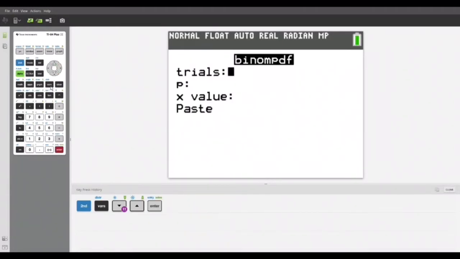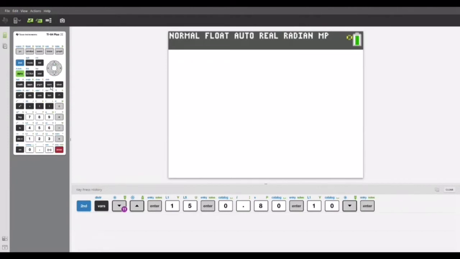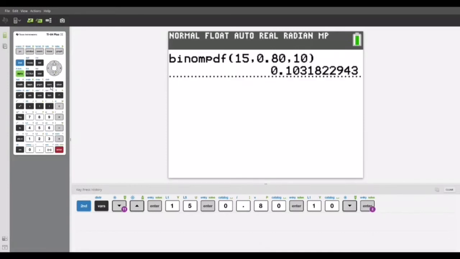Our trials that we had, our value for n is 15. Probability was 0.80. And our x value that we have for this is 10. Select paste. If you have an older style calculator, this is how you would type that in. Selecting enter.